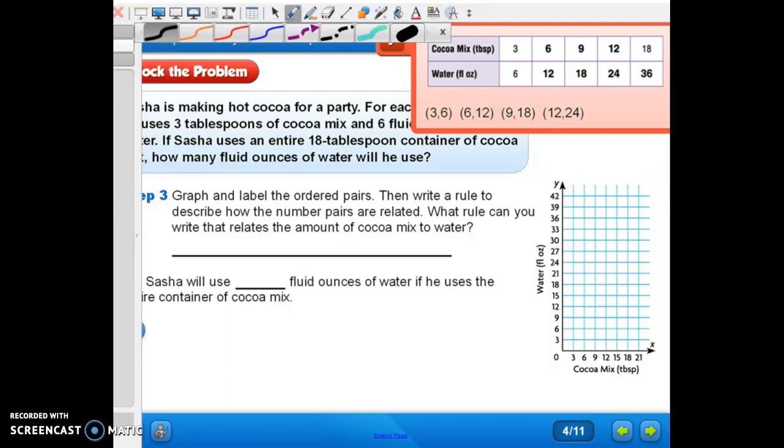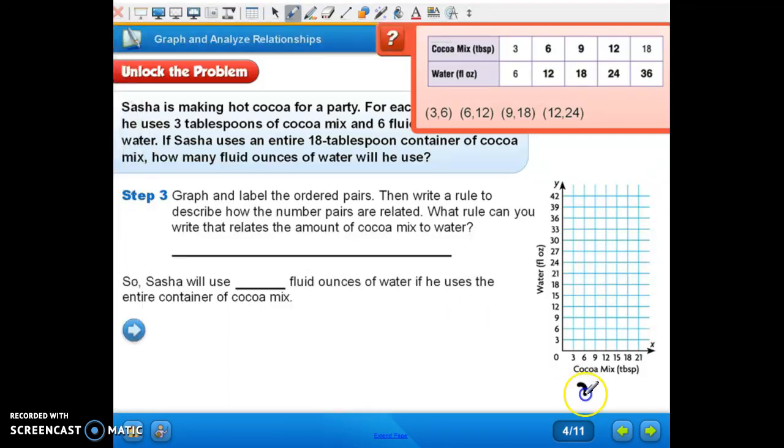Okay, so 3, which way do we go? The top number is always our which axis? Y-axis. X-axis. Here it says X and Y. So we're going to go over 3 and up to 6. Then we're going to go over 6 and up to 12. We're going to go over 9 and up to 18. We're going to go over 12 and up to 24. Then we're going to go over to 18 and up to 36.